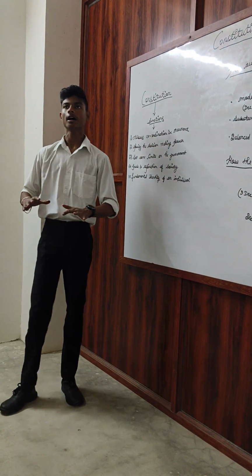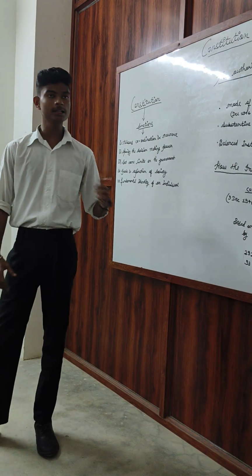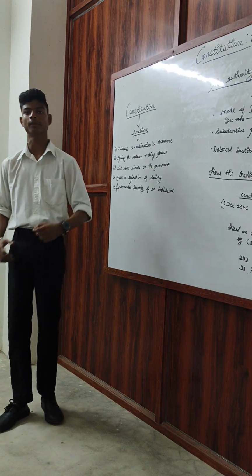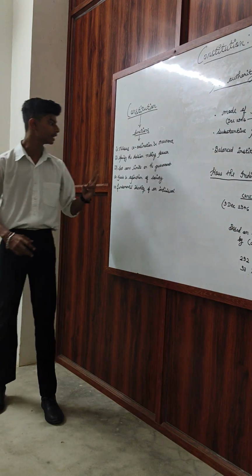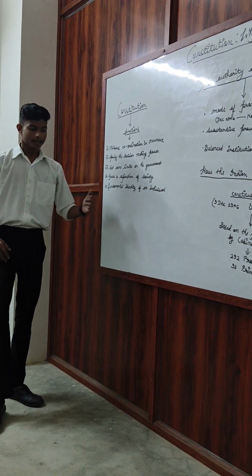It provides society as well as assurance. Assurance in the way that these are legally enforceable, so if the other person does not follow the rights, he will be punished. This provides assurance. The second function of the Constitution is that it specifies the decision-making power.